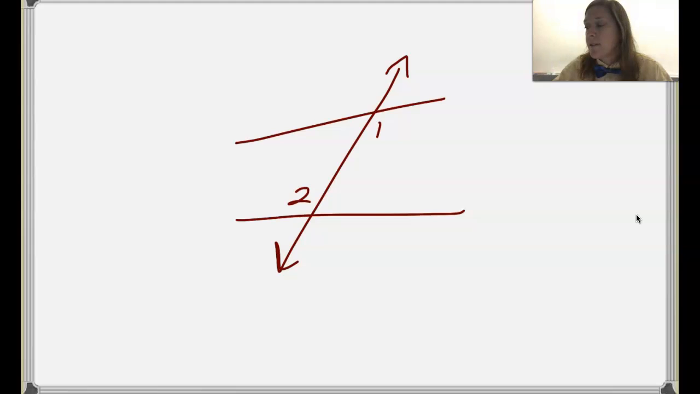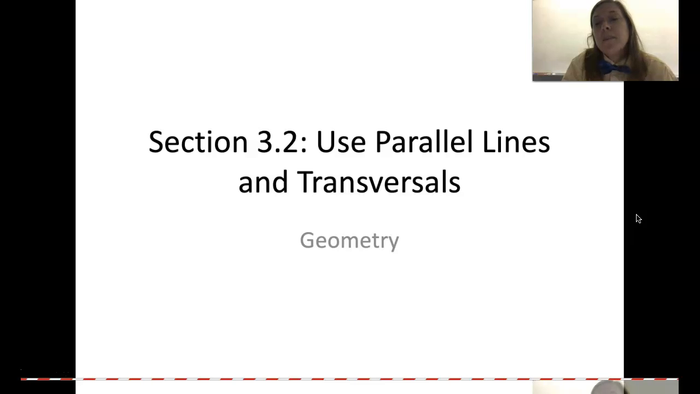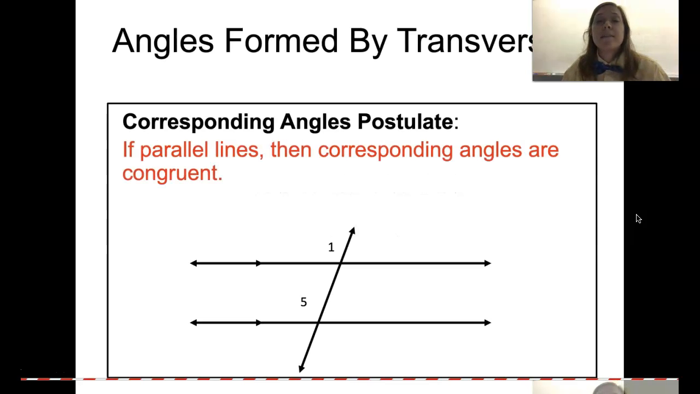Alternate interior. And then if I put 1 up here and 2 down here, then the relationship would be named alternate exterior. And the last one we had, if they're in 1 and 2's there, we called those consecutive interior angles. Good. So now what happens when we make those parallel lines?